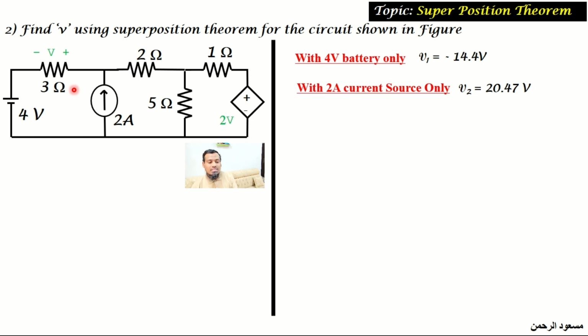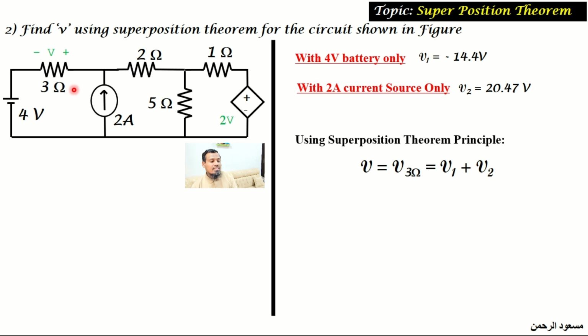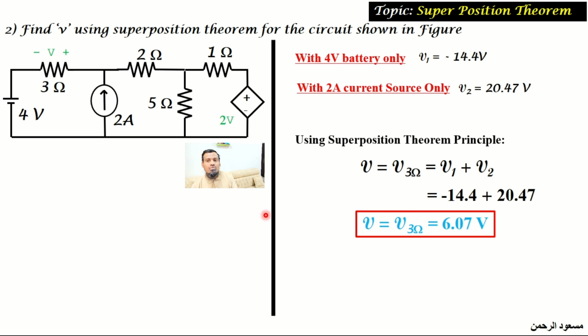Now as per the superposition theorem principle, we will do the algebraic summation of these two answers to get the total voltage across this 3 ohm resistor, which is equal to V1 plus V2, which is minus 14.4 plus 20.47. By doing the manipulation, the voltage across the 3 ohm resistance V is equal to 6.07 volt. So we have got this answer through manual calculations. Let us, as usual, plot the given circuit in Proteus.